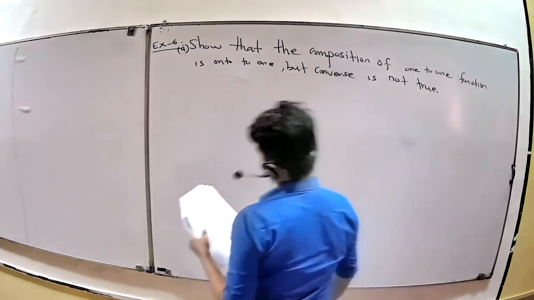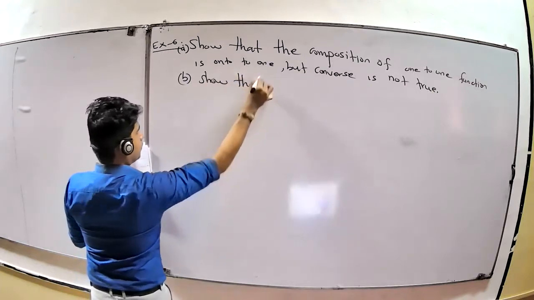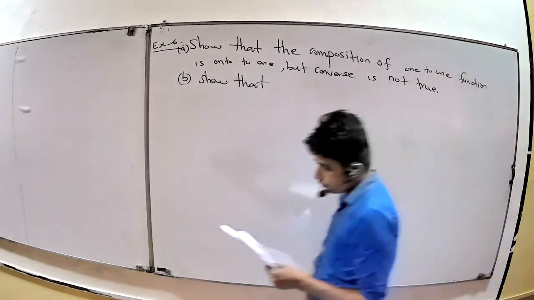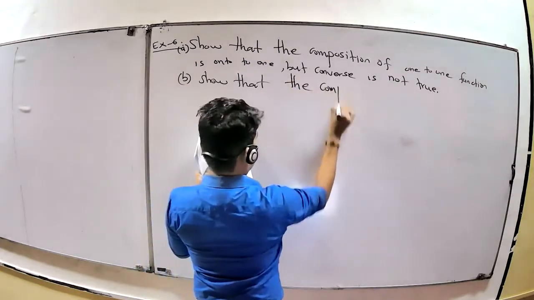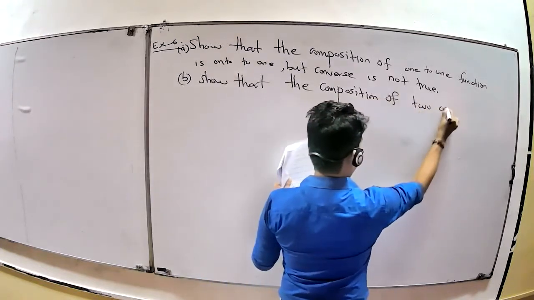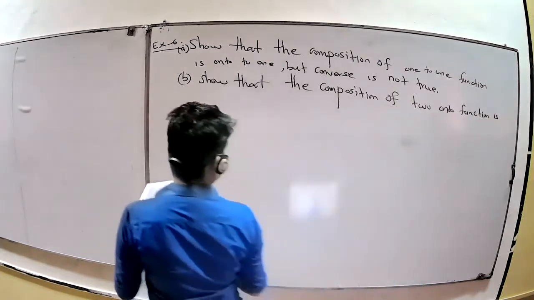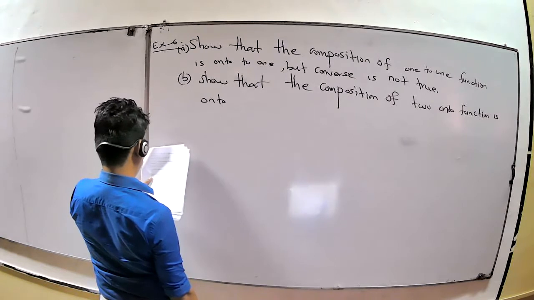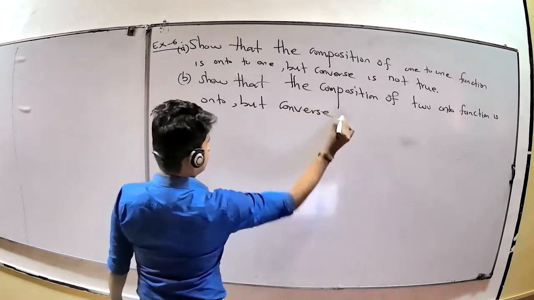Therefore, you want to give the counterexample. B part: show that the composition of two onto functions is onto, but the converse is not true.